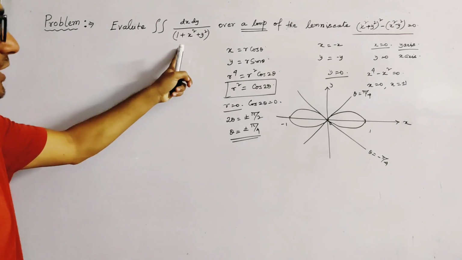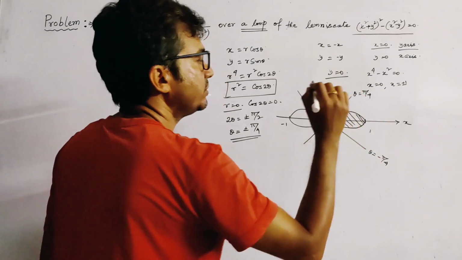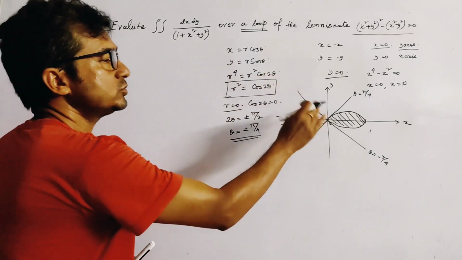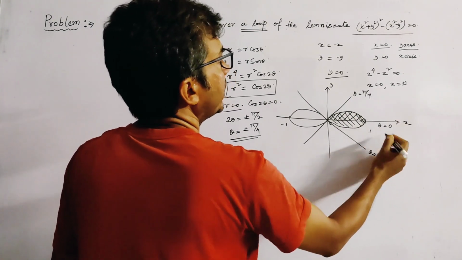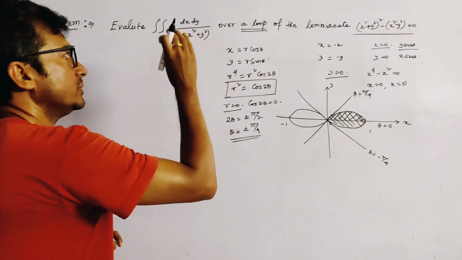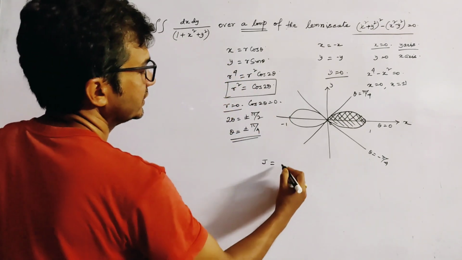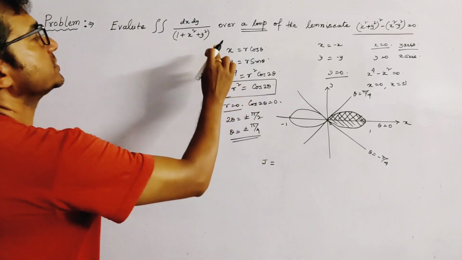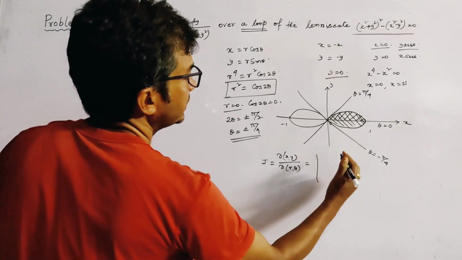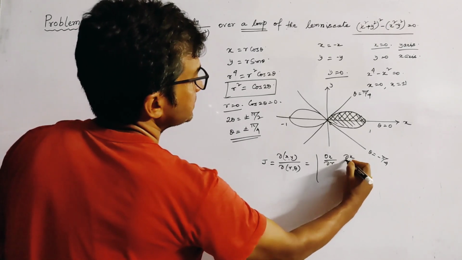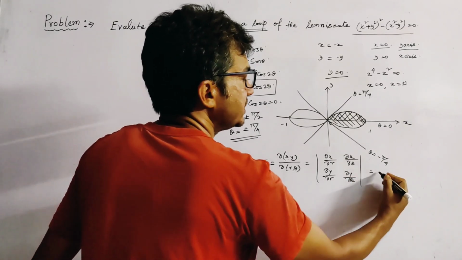Now we have to find the double integration over a loop of the lemniscate. So we take this positive loop, and to find the integration on this loop, if we find only half of the loop, where theta is 0 to pi by 4, we get the integration by multiplying by 2. Here we first find the Jacobian. Since we transform x, y to r, theta, the Jacobian is del(x,y) by del(r,theta), the determinant of del x by del r, del x by del theta, del y by del r, del y by del theta. This Jacobian is very easy to find, and it is equal to r.